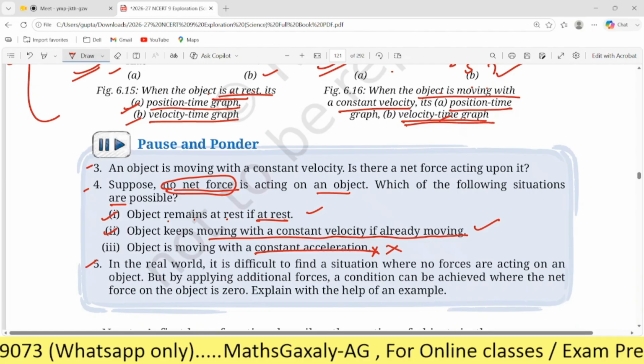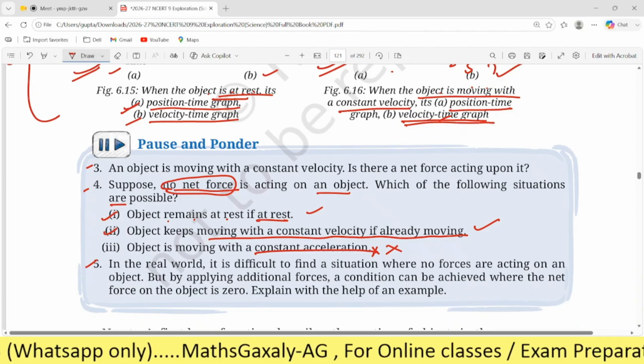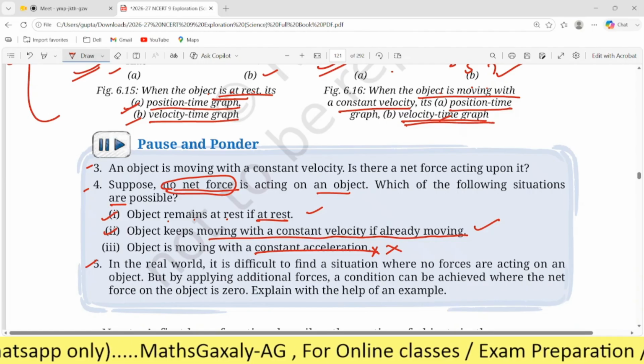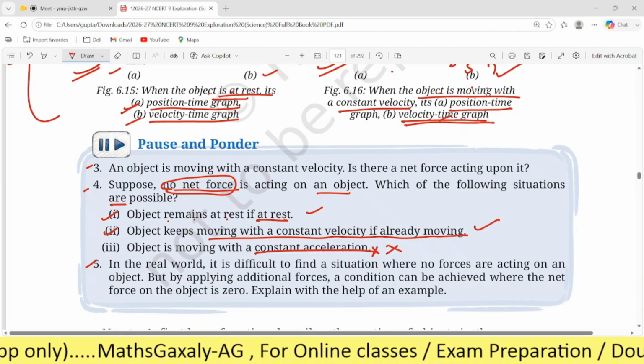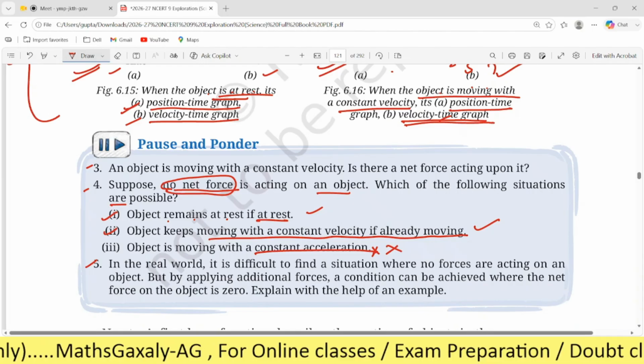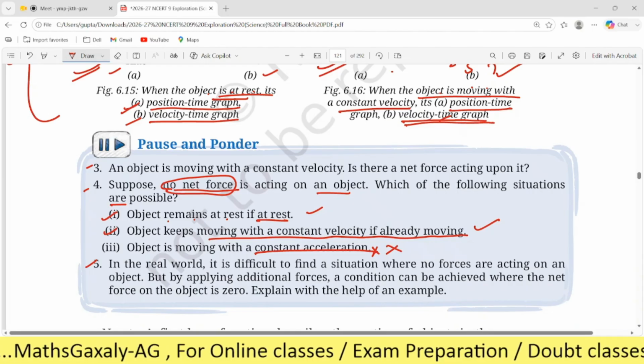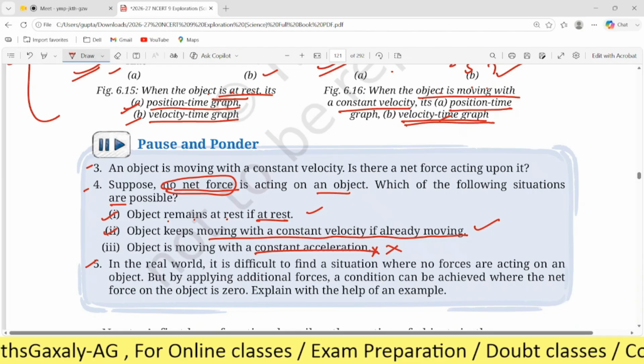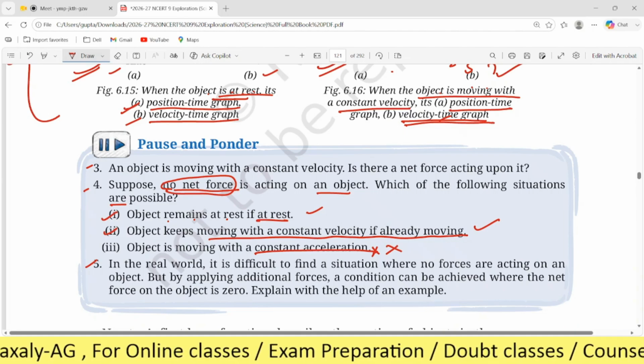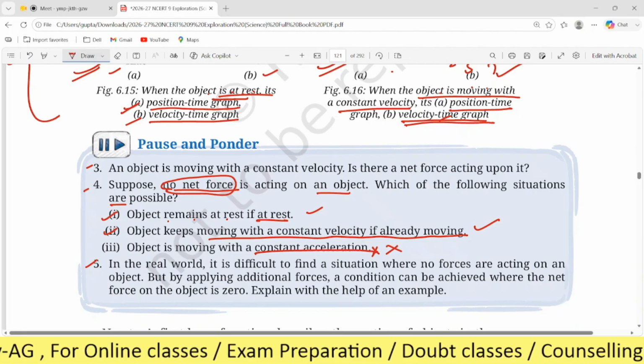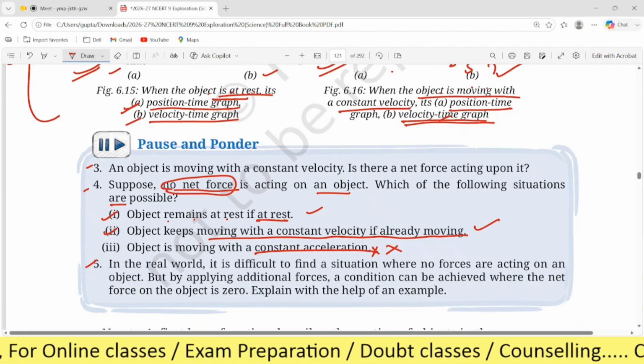Explain with the help of an example. In the real world, it is difficult to find a situation where no force is acting on an object. But by applying additional force, a condition can be achieved where the net force on the object is zero. Explain with the help of an example.